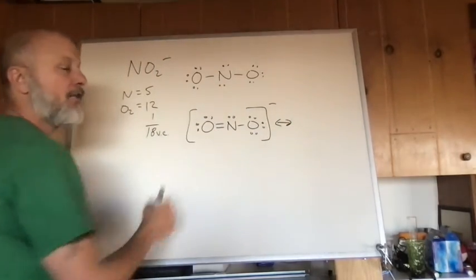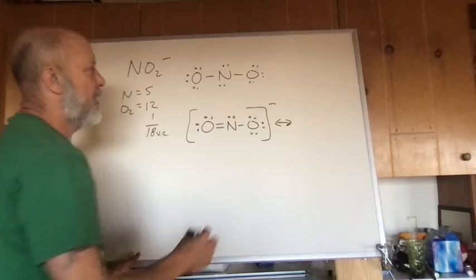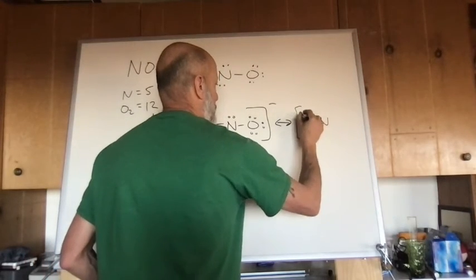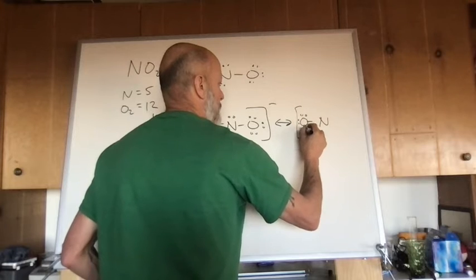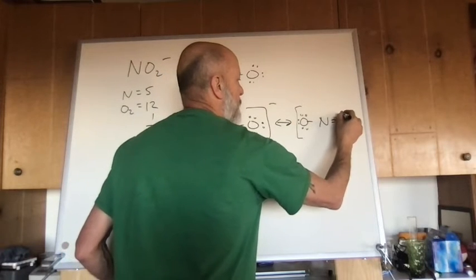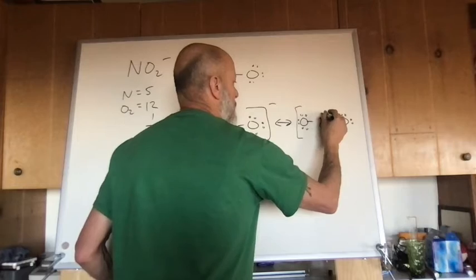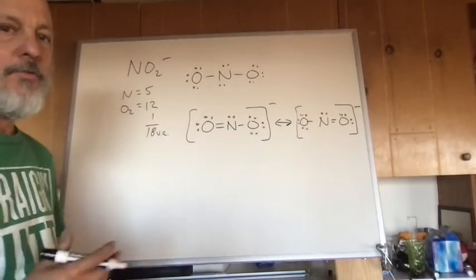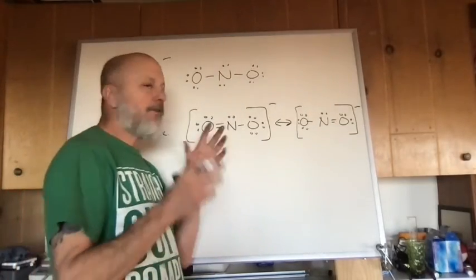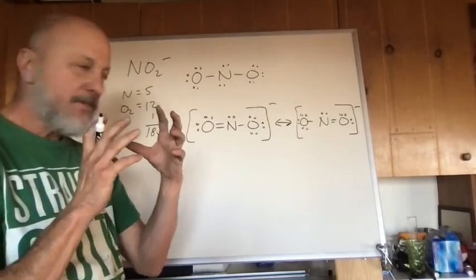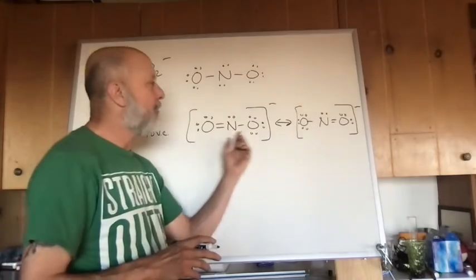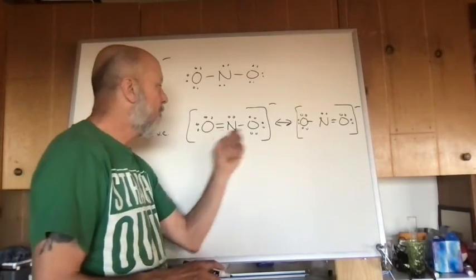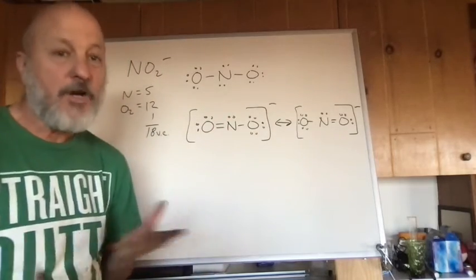So the double bond is partially on that left NO bond, and it's partially on the right. I got to shrink this down to fit it on the whiteboard. So we'll look at this that the double bonds are a little bit shorter. They kind of pull in tighter. But the bond lengths are equal. Those are equal bonds with 2 bonds that we say partial double bonds.